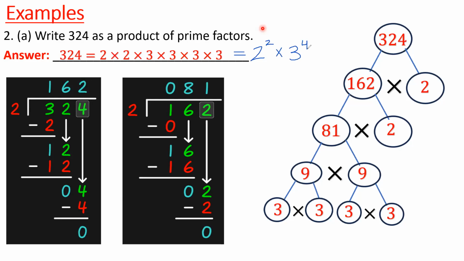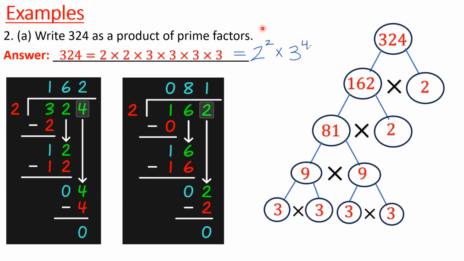Yes, sir. 324. Can you ask yourself what could go into that? 162 times 2 gives you 324. And then you ask yourself, what if anything else can get broken down? 162 can get broken down because it is an even number. It ends in an even number.